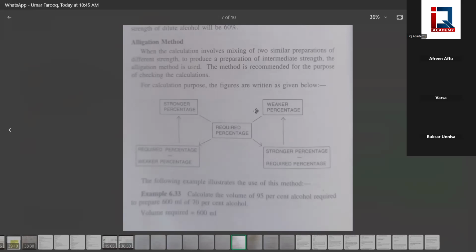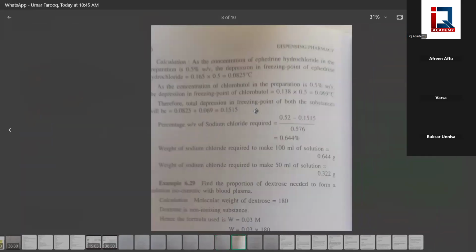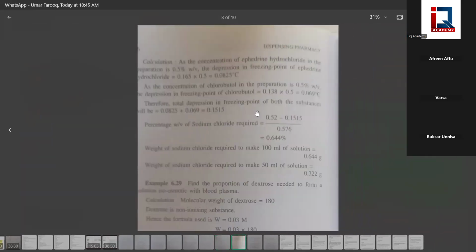The next important point to be remembered is that the freezing point of sodium chloride should also be remembered. What is the freezing point of sodium chloride? It is 0.576.